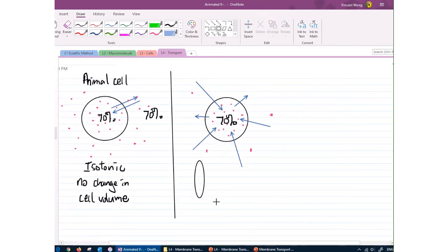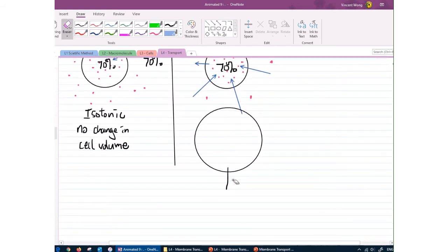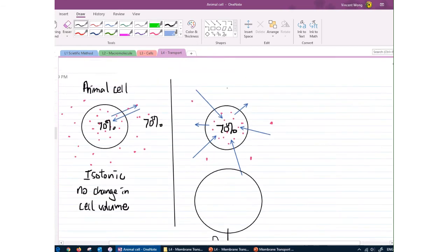And so over time, what's going to happen is the cell is going to swell up, and it's going to get really big. It's going to fill up with water, and eventually, if this is an animal cell, then it might explode. All the stuff is going to leak out, and then the cell is basically going to die. This kind of environment is called hypotonic.